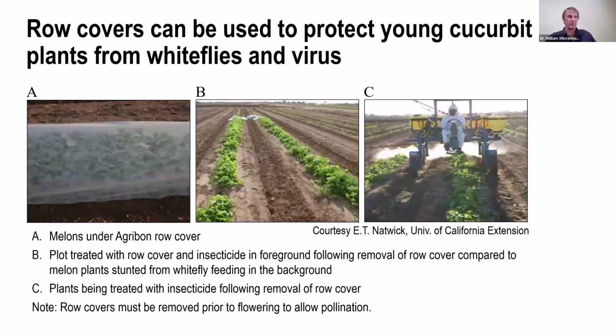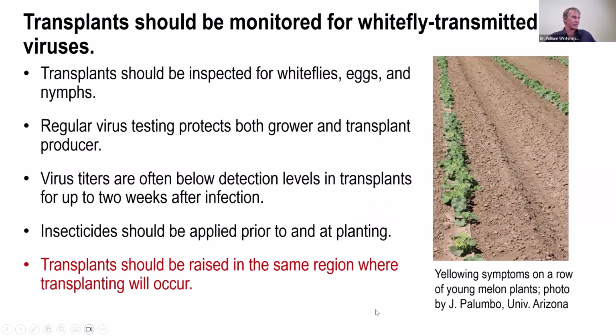Once the plants get to the flowering stage, you have to remove the row covers and then treat with insecticide again to keep things under control, because whiteflies generally are very common these days in the summer months in most of the southern US and most other cucurbit production areas, in the Mediterranean, and parts of the Middle East as well. Transplants are becoming an important part of the cucurbit planting system in North America. As a result, transplants should be inspected for whiteflies, eggs, and nymphs, both at the transplant facility and in the field when you receive those plants. Regular testing is encouraged to protect both the grower and the transplant producer.